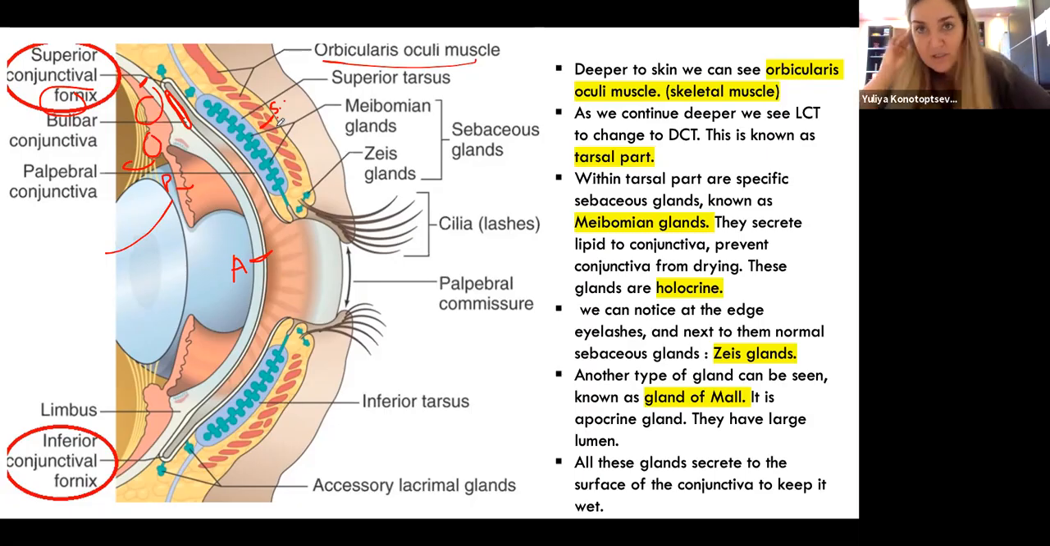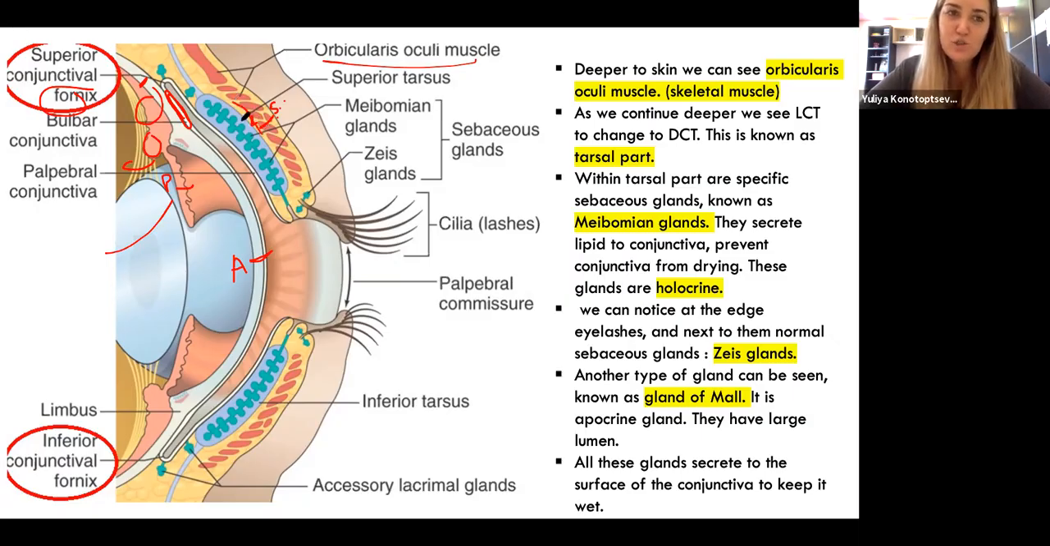Which kind of muscle is it? It is skeletal. Why? Because I can do this, right? So I'm in full control of my eyelids. I can blink if I want to. Beneath the orbicularis oculi muscle, we're going to have at first loose connective tissue. So this area right here, it will be loose connective tissue.